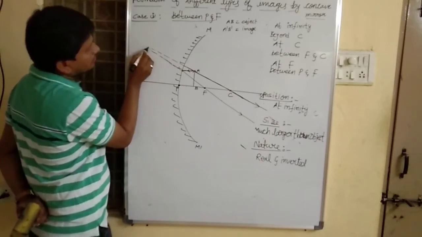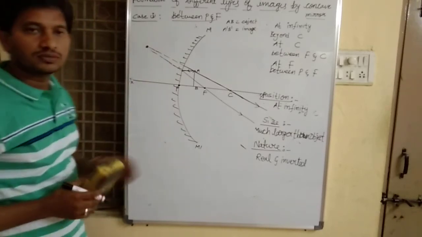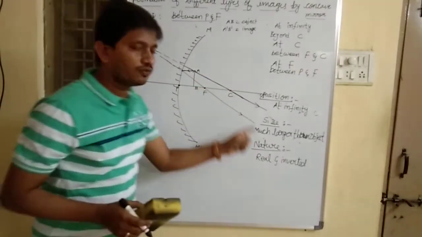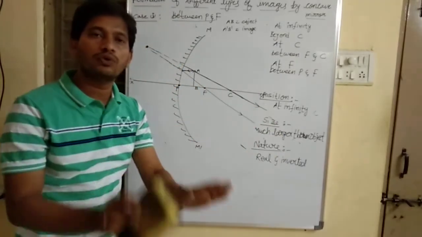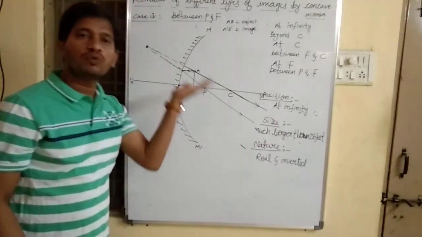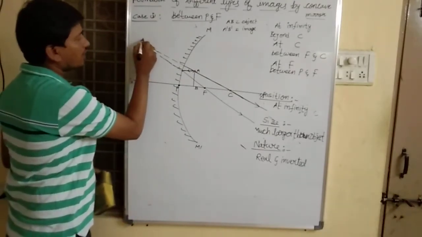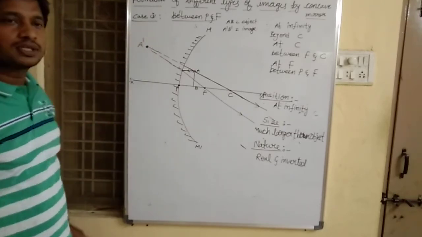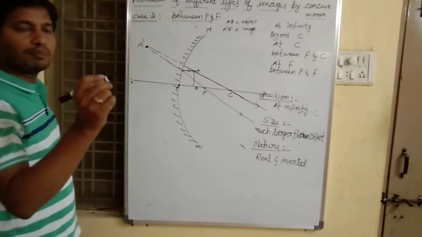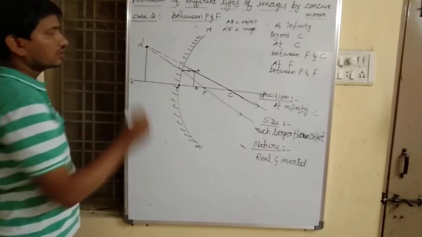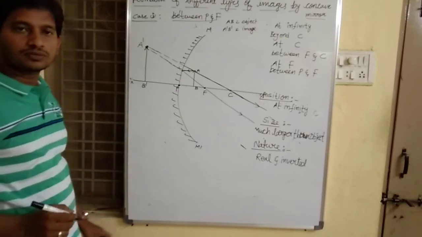They are going to meet at this point. You got my point? The two reflected rays are not going to meet in front of the mirror, so we extend them towards the back side of the mirror, and they intersect at this point. This intersection point is A dash. To get the complete image, I need to draw a perpendicular to the principal axis. This is my B dash.